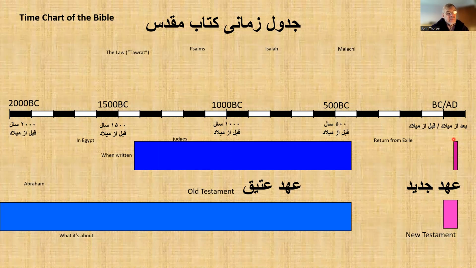And the last books to be written would probably be the Gospel and letters of John, which were probably in 65 or 66.